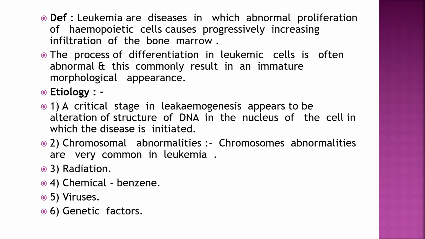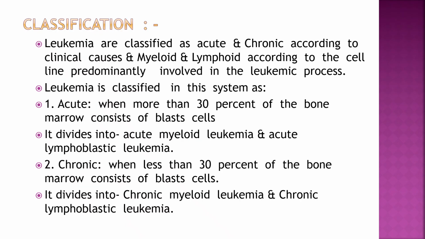So these are all the etiological factors which are responsible for leukemia. Now we will see classification of leukemia. They are classified as acute and chronic according to the clinical symptoms of acute onset or chronic disease. Then they are divided into myeloid and lymphoid type according to the cell line, that is, the morphology of the cell line involved in the leukemic process.